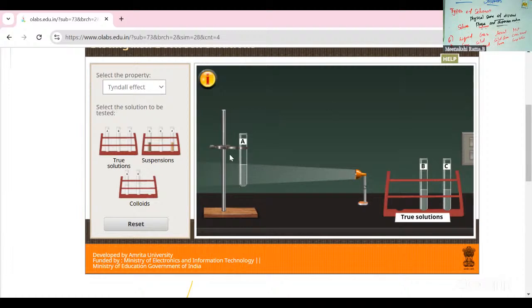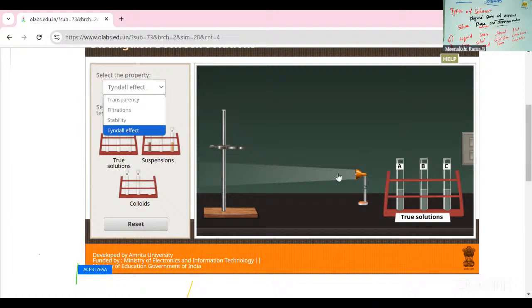And then the second one, the salt solution, the same way. It is also a true solution. The third one, alum: the light is passed through the alum water and is also not visible within the test tube. So these three test tubes contain true solutions only. True solution nature is clearly understood with the help of this.